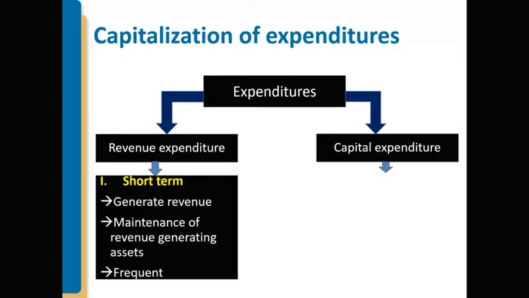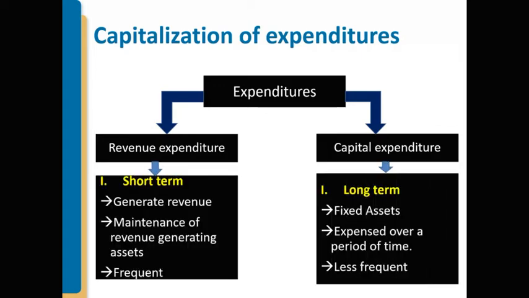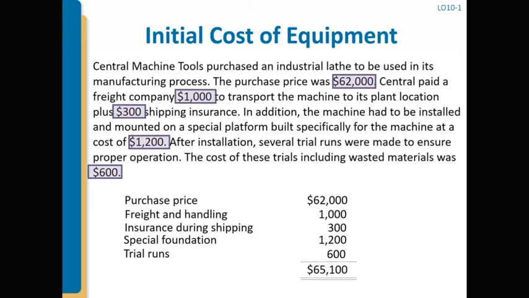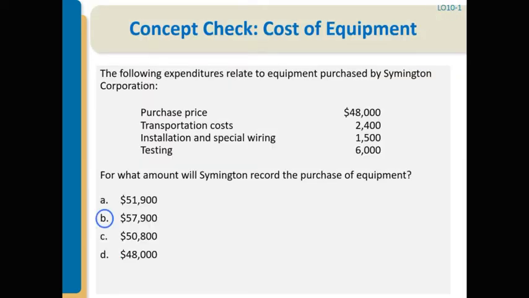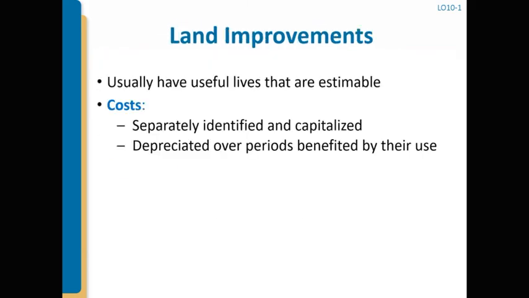If the expenses are long term, relate to fixed assets expensed over a period of time, and are less frequent, they will be added to the cost of assets. The short term ones generate revenue, are maintenance of revenue generating assets, and are highly frequent. Think about fuel cost. The initial cost of the equipment includes purchase price, freight and handling, insurance during shipping, special foundation, and trial runs. So they are capitalized into the initial cost.